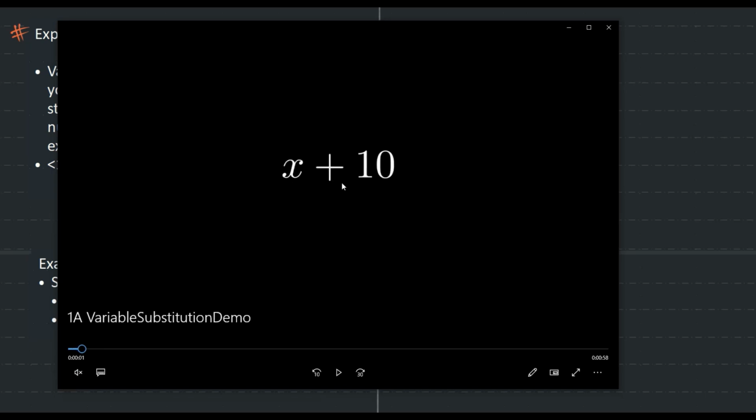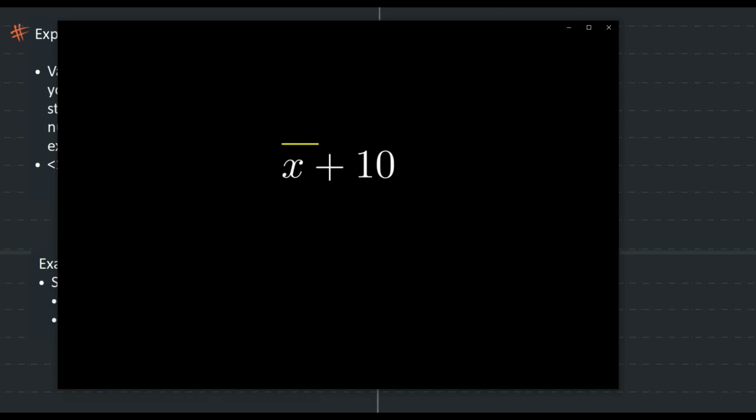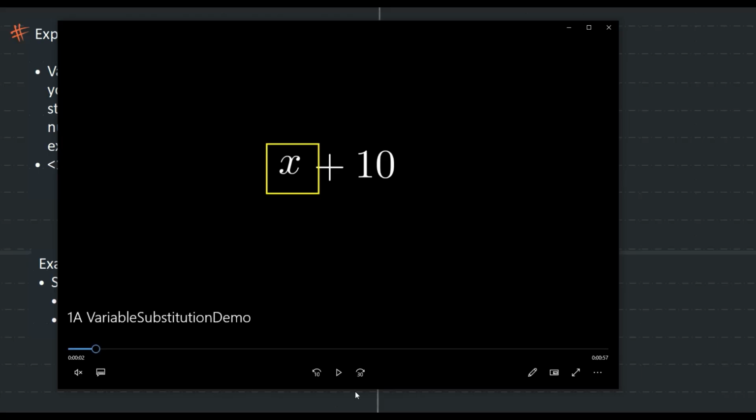So we have x plus 10, right? In place of x, I'm moving away the x. So x used to be in that space. In that space, there's nothing as of now. I'm getting in 7. So I'm substituting 7 in place of x. And then the answer.